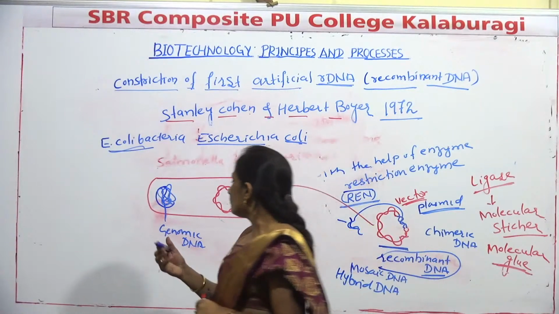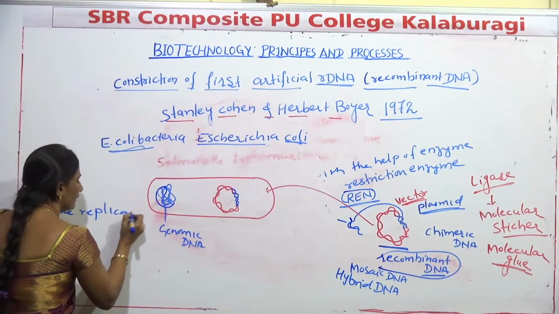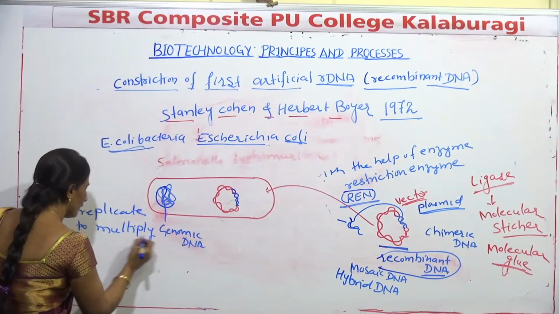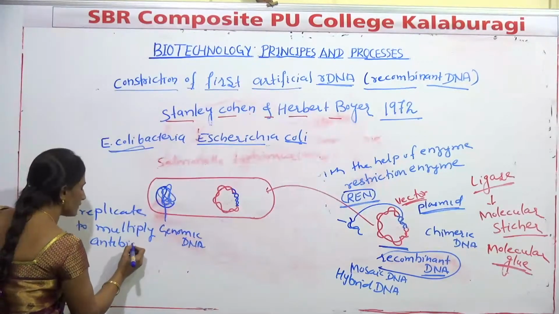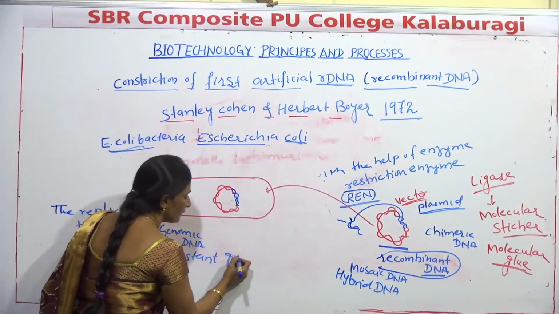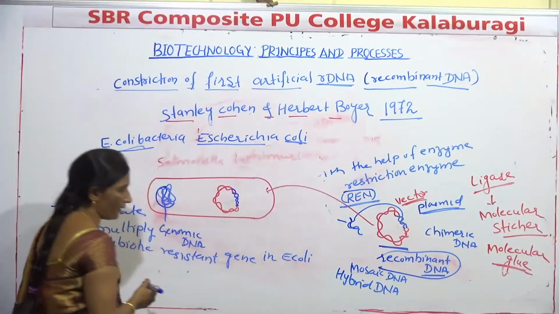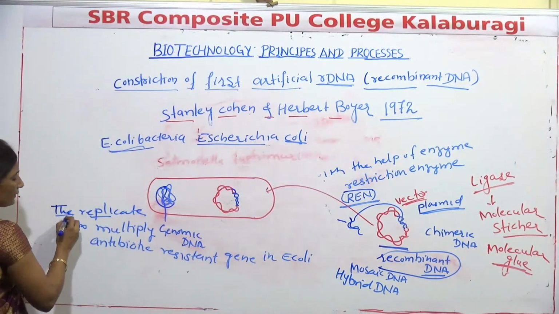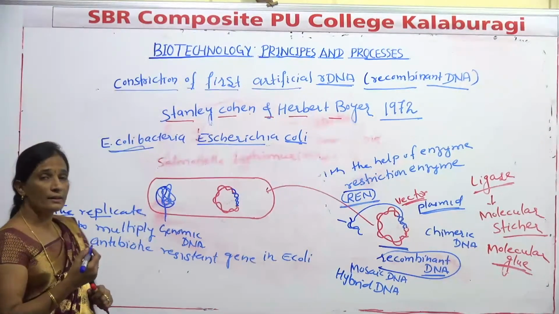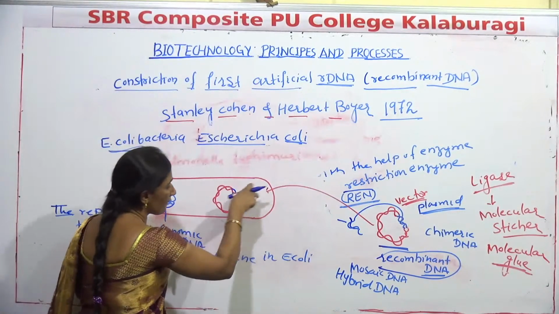Understanding here? So the recombinant DNA will replicate to multiply the antibiotic resistant gene in E. coli. Is it clear?